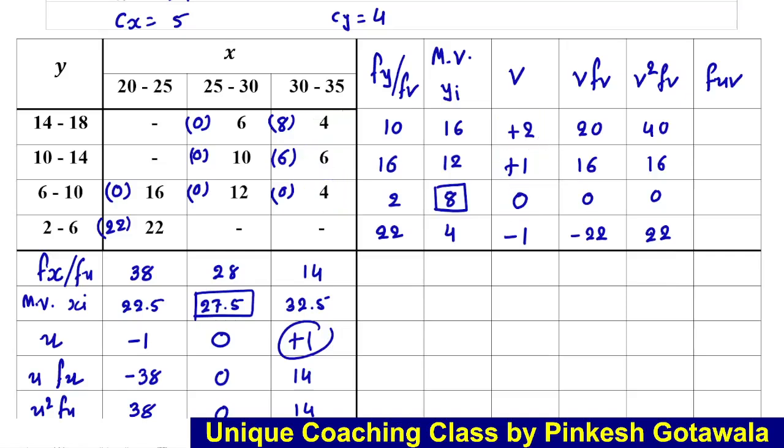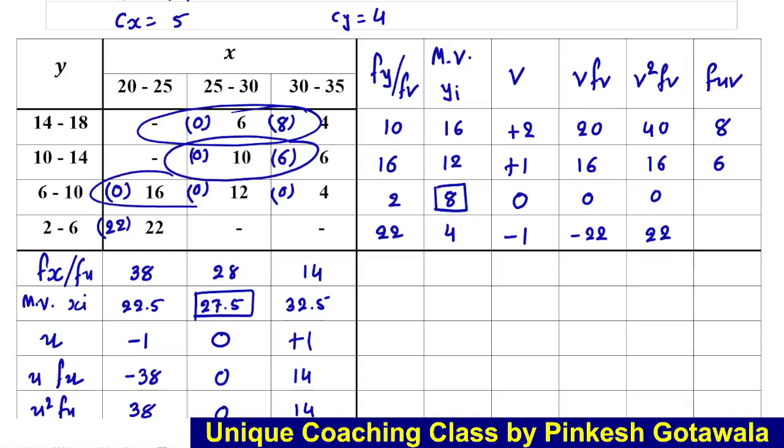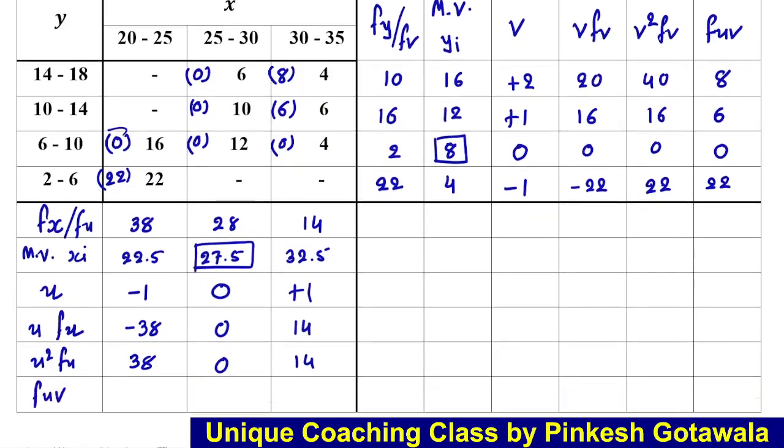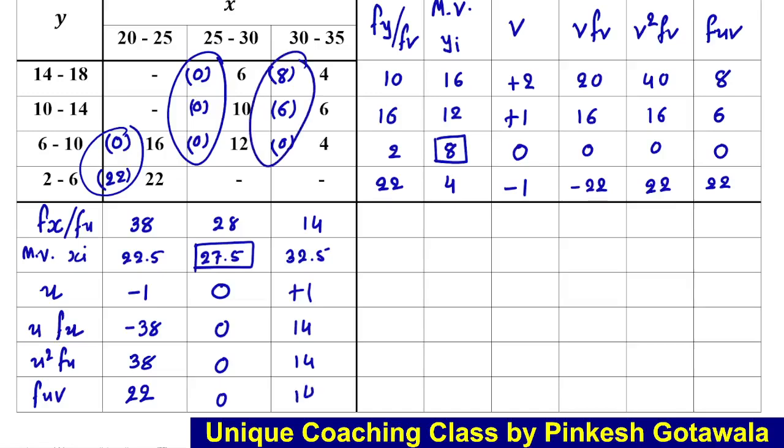Now let's prepare this column FUV. So we have to total this 0 and 8. 8, 0 plus 6, 6. All are 0. So 0 and here 22. Now this side 0 plus 22, 22, 0, 0, 0, 0, 8 plus 6, 14.